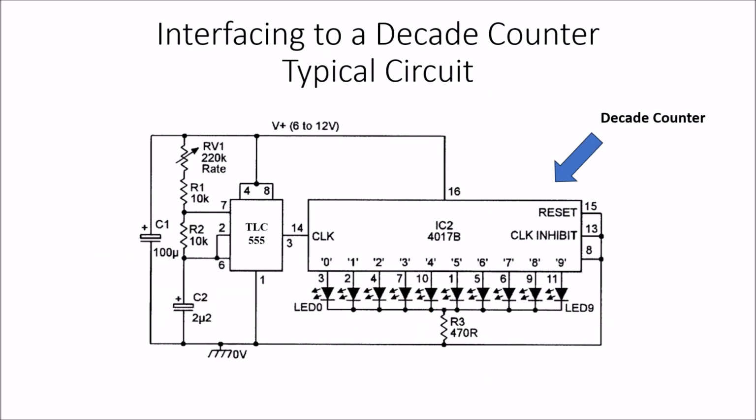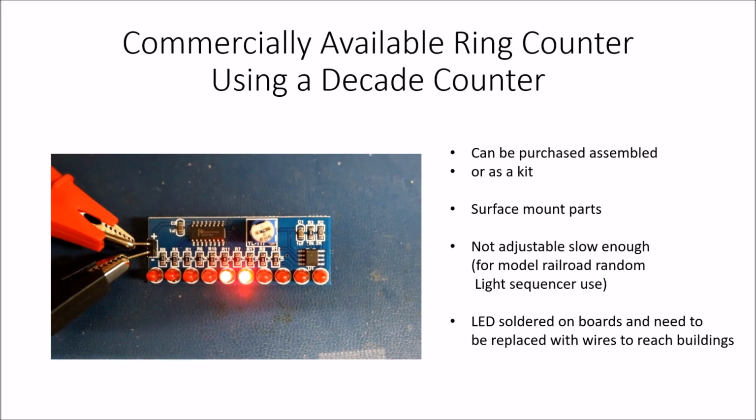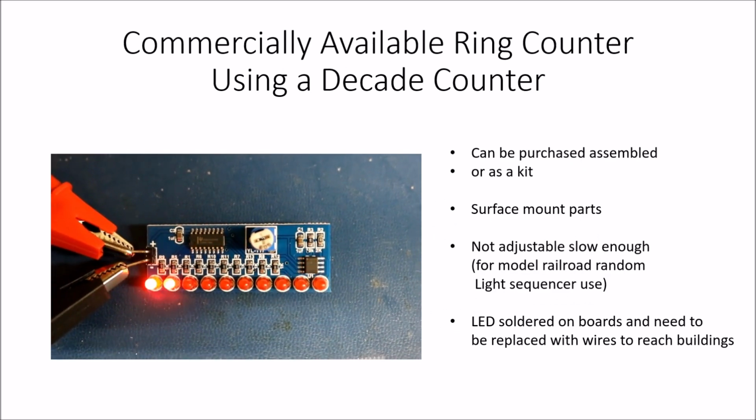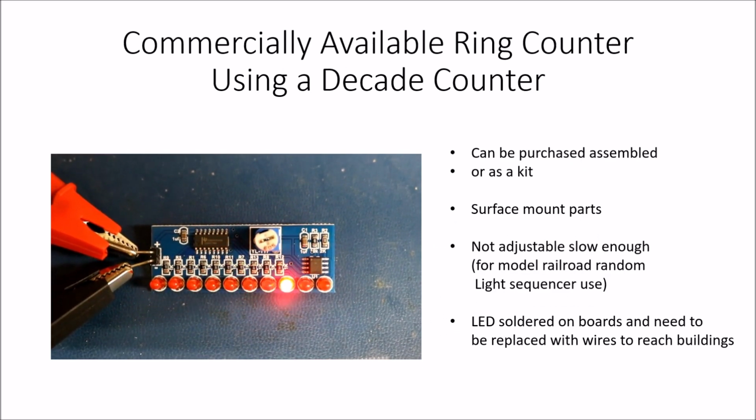This is a typical circuit you can find online for the decade counter with a 555 timer. Essentially, the 555 timer is over here, and it pulses. And every time it pulses this input of the decade counter, these LED lights come on in sequence. And that's why it's called a decade counter. It's 1 of 10.